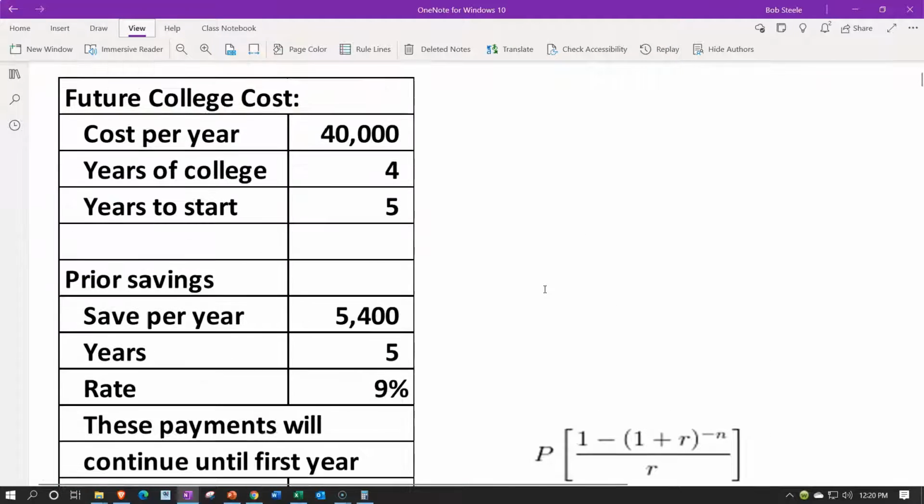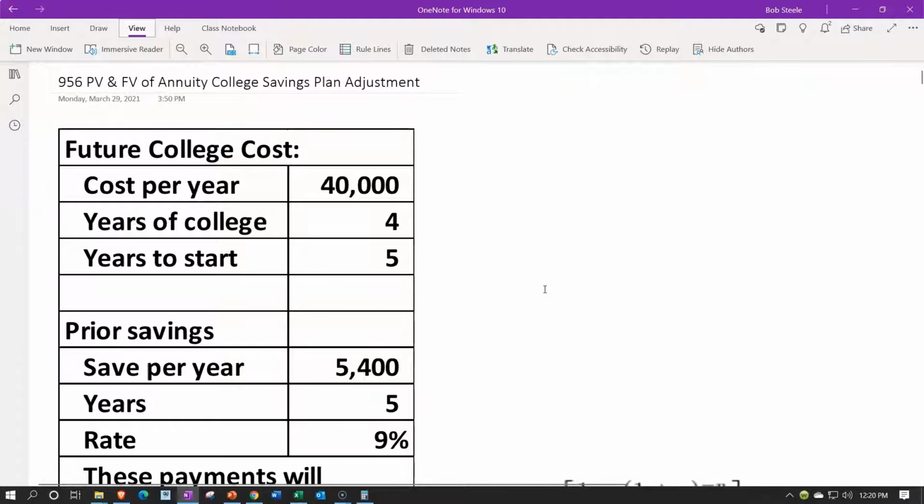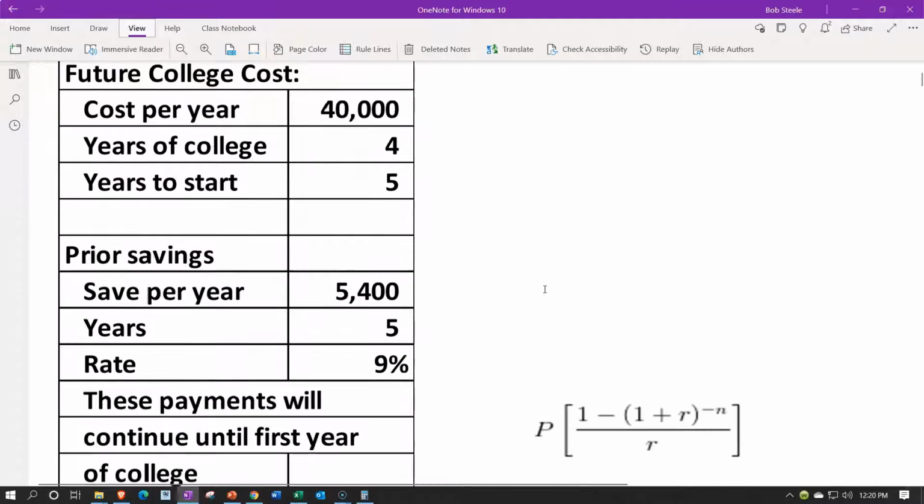So we're going to have our scenario up top. We have a college savings type of plan. This is a very typical type of situation. You're saving for college at some point in the future, either for yourself or for somebody else, and you're trying to come up with a savings plan to do so. And we're also going to have an adjustment. We're saying, hey, we started a savings plan. Now we need to make an adjustment to it.